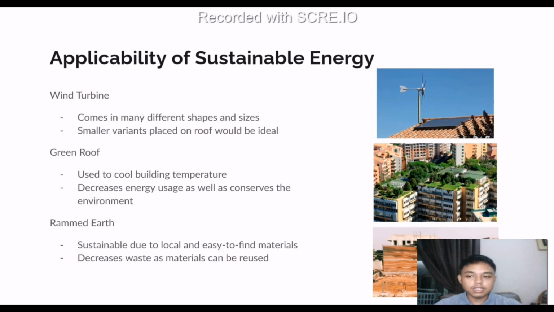For the applicability of wind turbines, since they come in many different shapes and sizes, smaller versions can be put on the roof of the building, where they would generate electricity from the kinetic energy of the wind. Green roofs, other than cooling the temperature of a building, would also trap the pollutants within the rain that falls onto the roof, therefore not only decreasing the use of energy in cooling the building, it will also conserve the environment. Rammed earth is sustainable due to its materials being local and easy to find, and the construction would decrease waste, as construction materials can be reused for other purposes.